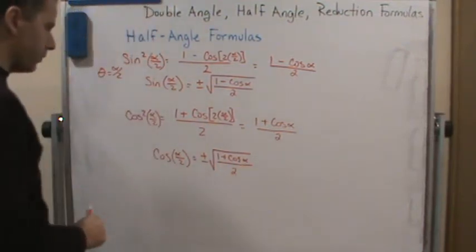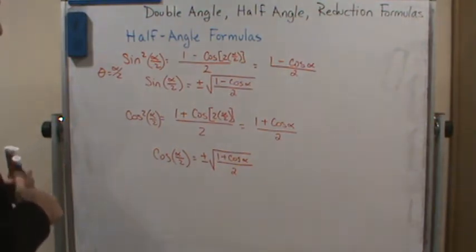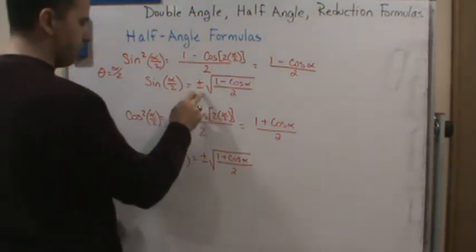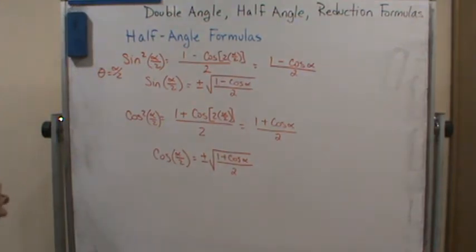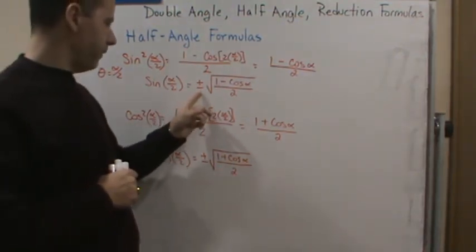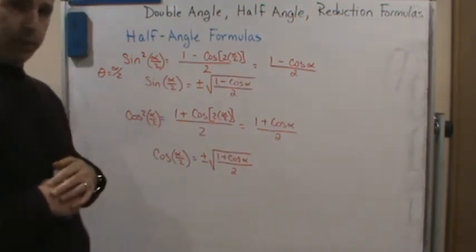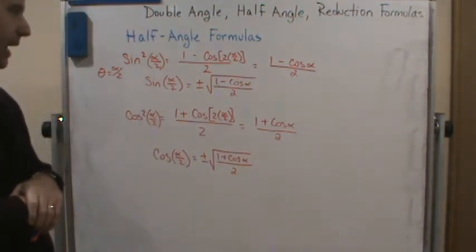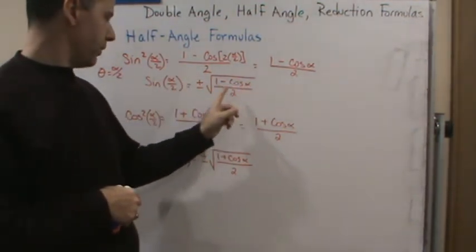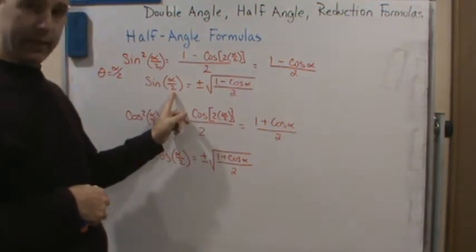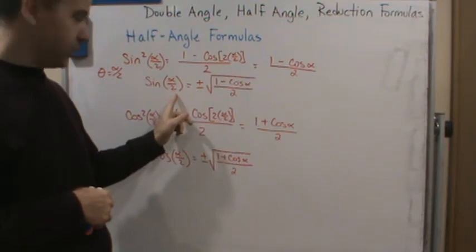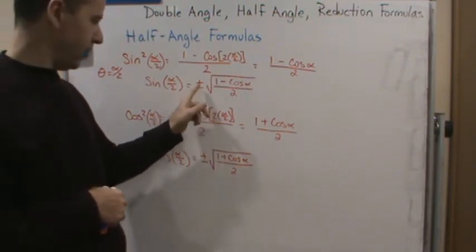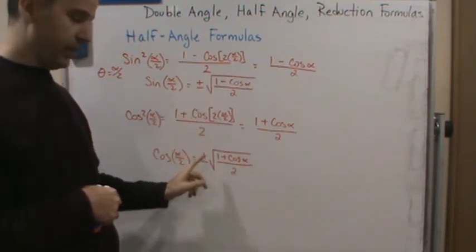Now notice that both of these come with a plus or minus sign. The plus or minus sign does not mean that both of these are valid. It depends on which quadrant the angle alpha divided by 2 terminates in. Just pay attention to the quadrant and that will tell you whether it's positive or negative.